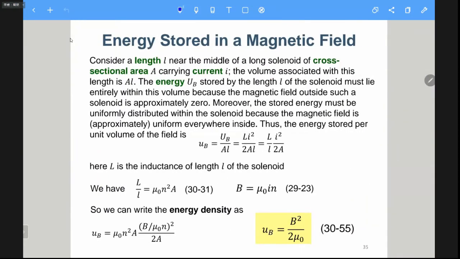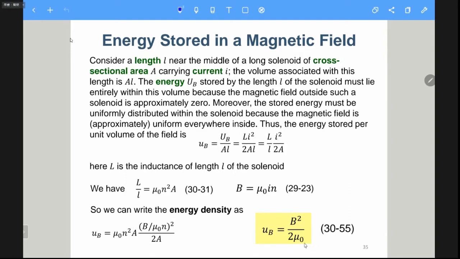So next here we will see this. This one is about energy stored in a magnetic field. We already mentioned that U_B will be half of Li squared. So here it also derives the equation like this one. Small u_B is B squared over 2 mu naught.